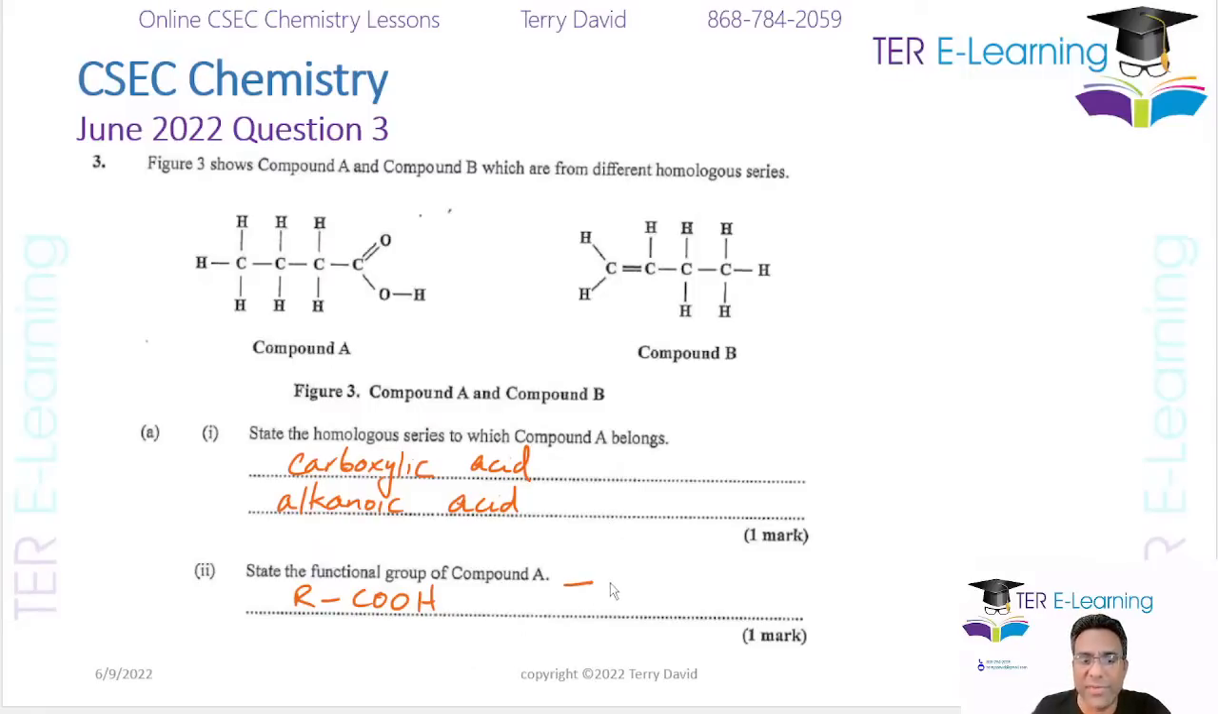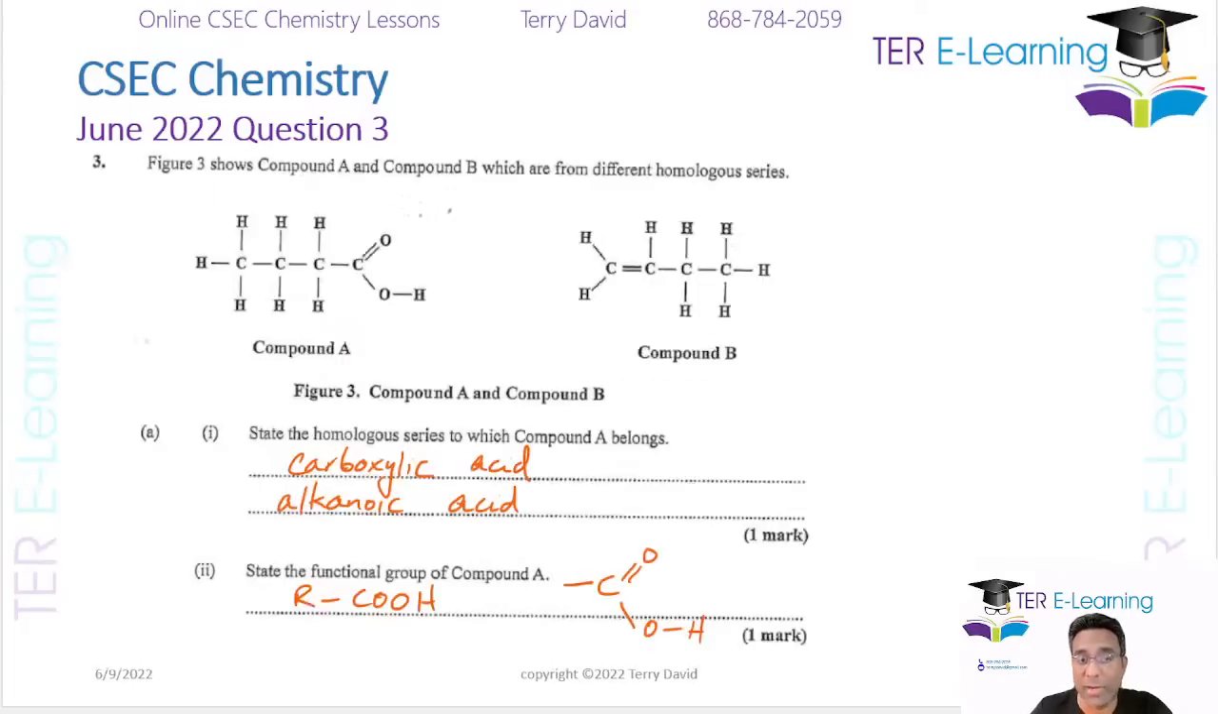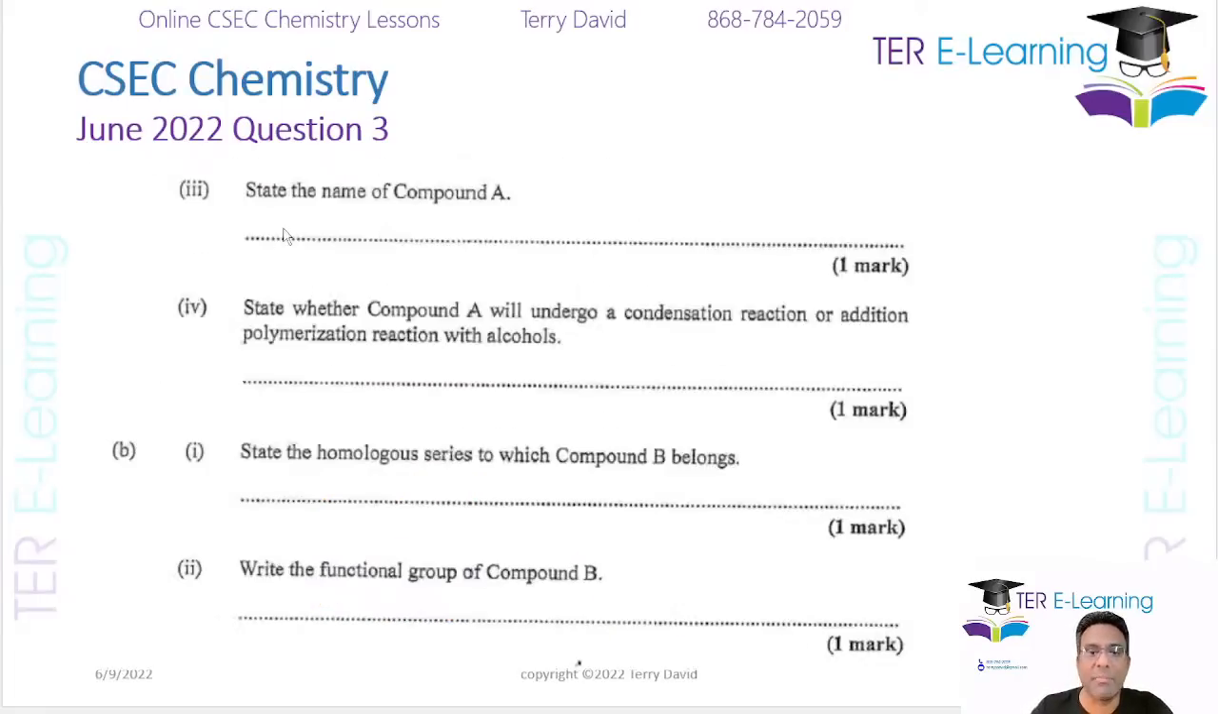Some of you, if you had drawn it as well, you would also get a mark, right? So if you just draw this, you'll also get a mark. 1 mark for that. Next part, state the name of compound A. We already know A is an acid, so we need to see how many carbons we have in it. Some students tend to miss out one of the carbons, but if you look carefully, you have 4 carbons. So if it's 4 carbons, the root name has to be bute. So this is butanoic acid. That's the name of compound A.